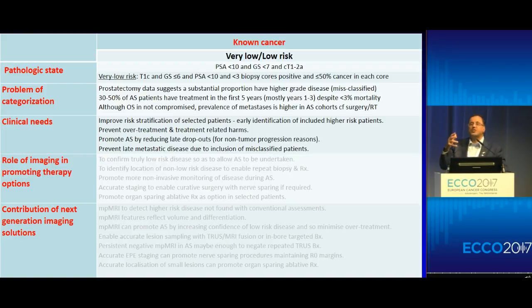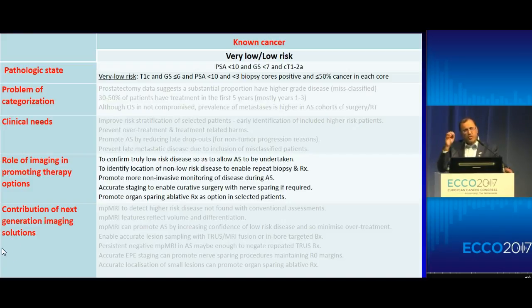So clearly, this points to a clinical need, and the clinical need is to improve risk stratification. In other words, identify those patients who are high risk but have been misclassified into the low-risk category. And the other way is because half of these people are getting treatment, you're over-treating a lot of patients. So we want to minimize over-treatment and therefore treatment-related harm. But the role of imaging, therefore, is to confirm that there is truly low-risk disease present so that we can allow active surveillance to take place and therefore to stop over-treatment.